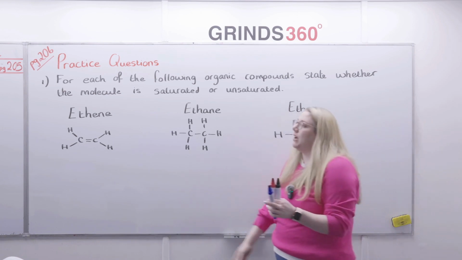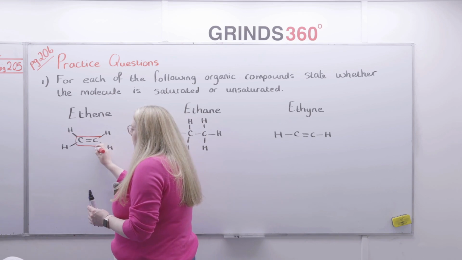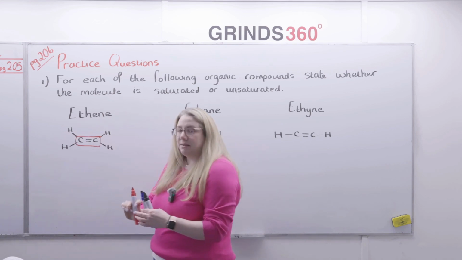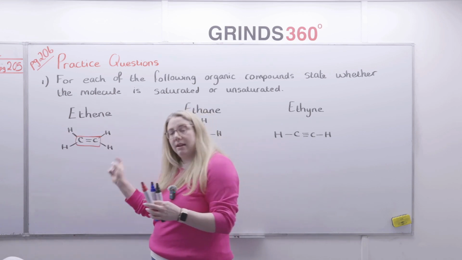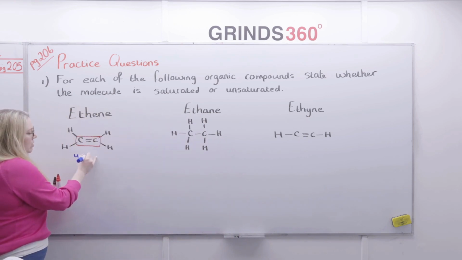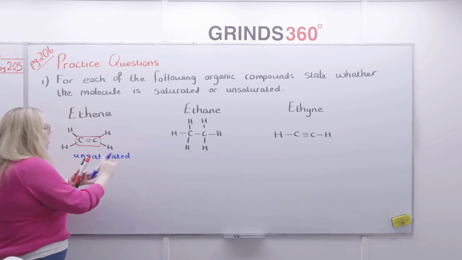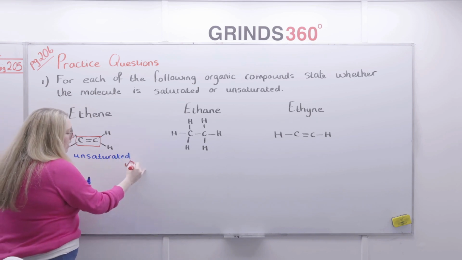So up first, I've got ethene. We look at the carbon backbone. There is a double bond between 2 carbon atoms. That's a multiple bond. Therefore, this molecule, ethene, is an unsaturated hydrocarbon. For writing in unsaturated, you get 3 marks.